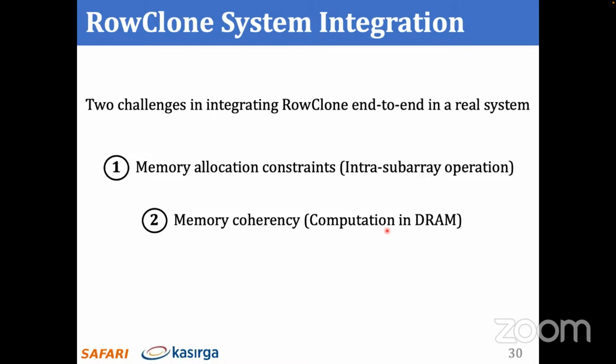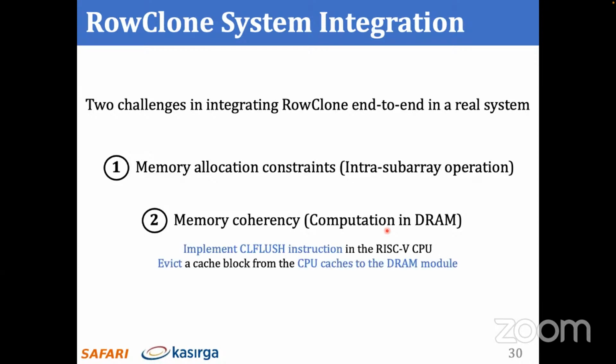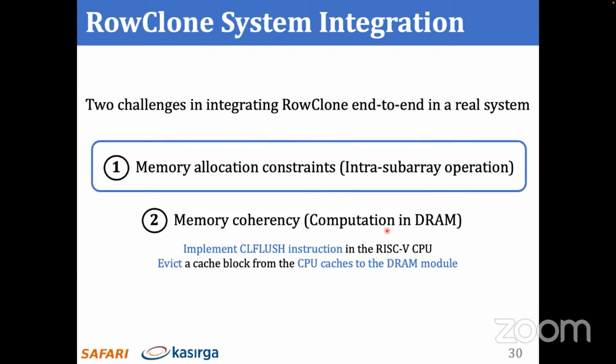If we have cached copies of a certain piece of data that we want to copy, we have to first invalidate those cached copies before we perform the operation. To do that, we implement the CLFLUSH instruction in the RISC-V CPU. What it does is it evicts a cache block, given an address, back to the DRAM module. And I'll describe the first challenge in more detail now.